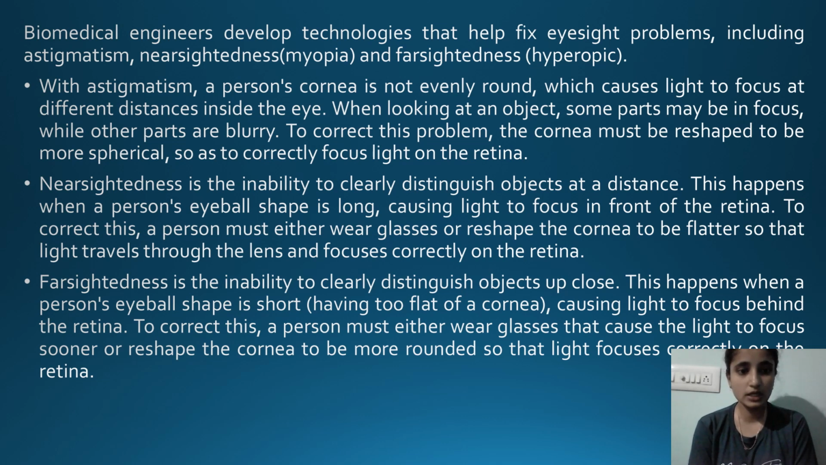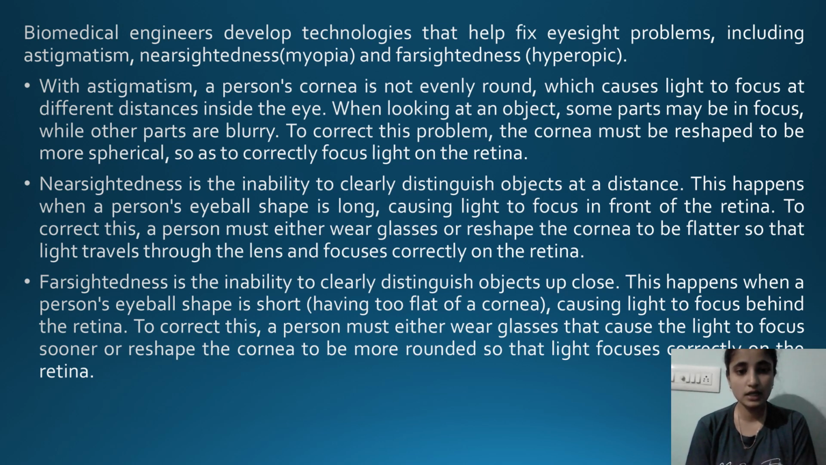Nearsightedness is the inability to clearly distinguish objects at a distance. This happens when a person's eyeball shape is long, causing light to focus in front of the retina. To correct this, a person must either wear glasses or reshape the cornea to be flatter so that light travels through the lens and focuses correctly on the retina.